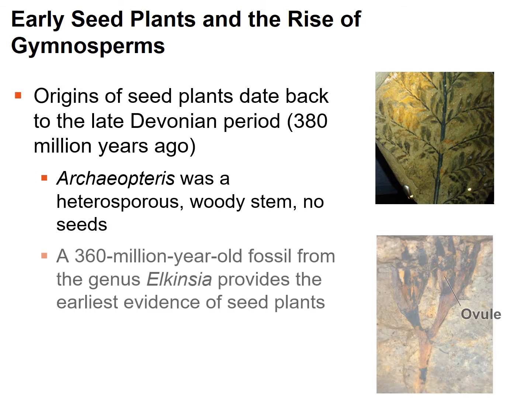Later on, at about 360 million years ago, at least we have some evidence of a fossil from the genus Elkinsia, which provides evidence that there were seeds. And you can see an ovule right here. So this is one example of an organism that provides evidence where seeds might have appeared around 360 million years ago.